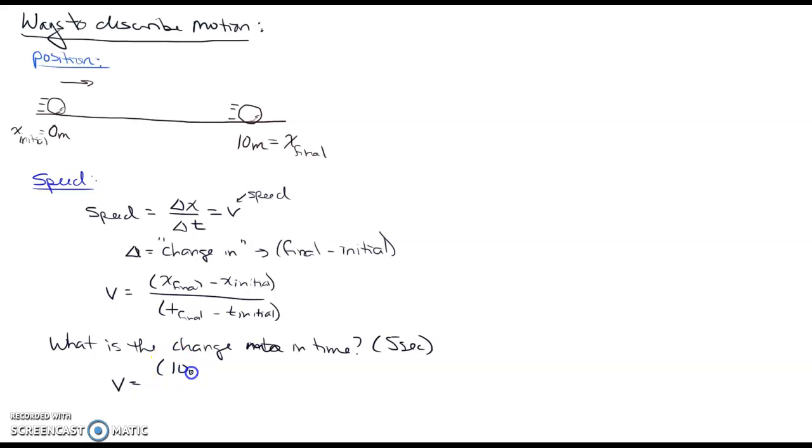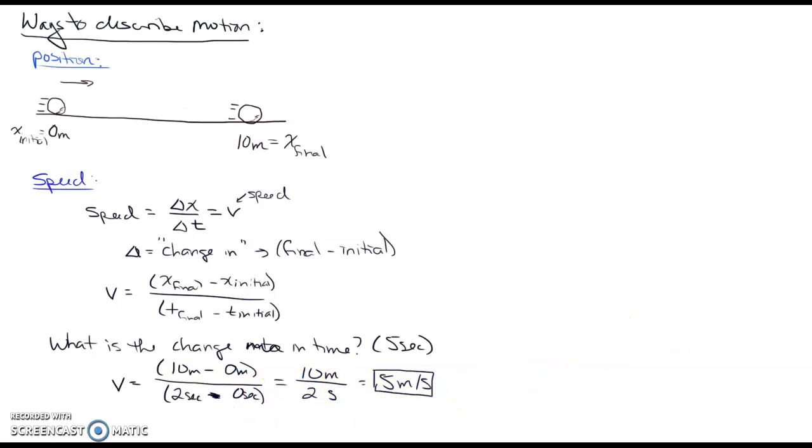V is 10 meters, which is my final position, minus 0 meters, which I made my initial position, divided by 2 seconds, which is our final time, and we decided that we're going to make our start 0 seconds. Again, that is up to us. Okay, and so we do this and we get 10 meters, always include your units, over 2 seconds. Okay, and so we combine that together and we get 5 meters per second as our speed, which you guys probably knew as soon as I told you that it was 2 seconds. But that's okay, like I said, we're starting slow here. So 5 meters per second will be the speed.